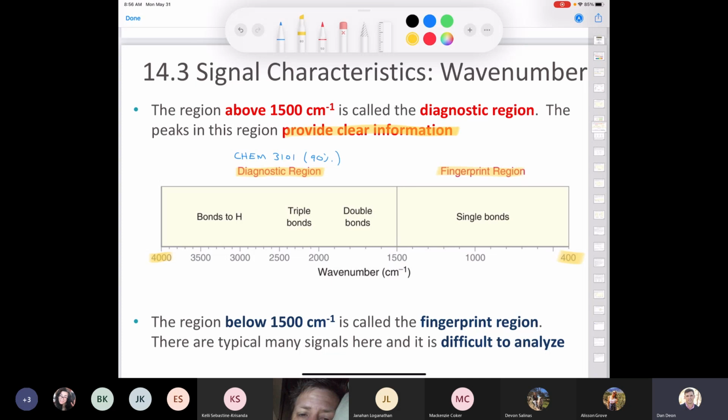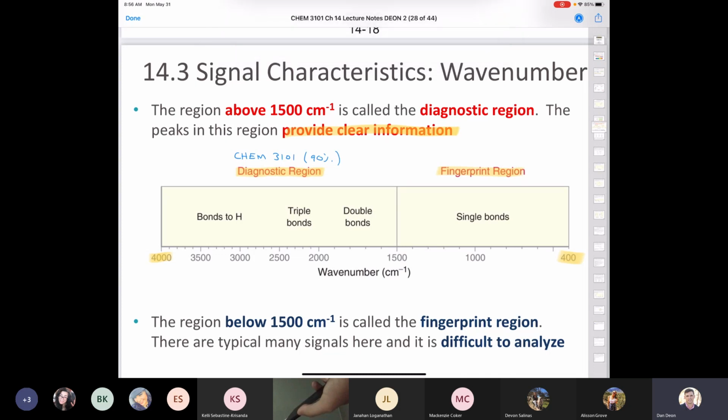You guys know the expression, the low-hanging fruit, okay? Well, the low-hanging fruit, my friends, is all in the diagnostic region. The fingerprint is just like what it sounds like. Has anybody ever seen a video of a forensic scientist analyzing fingerprints? What are they doing? They have a magnifying glass and they're poring over everything and making notes on one fingerprint. Well, fingerprints are tough to tell apart.